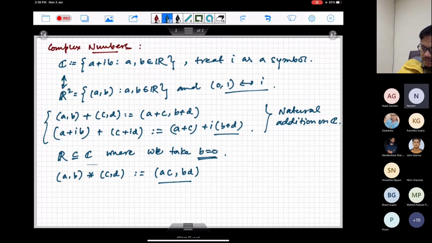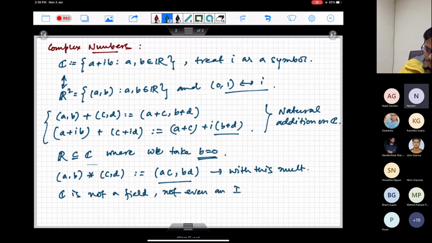But what turns out, you can immediately see that with this multiplication, C is not a field. In fact, not even an integral domain. Correct? So this is not a field. It's not even an integral domain. Agreed or not? Yes, sir. Fine, great. So therefore, if we want to have at least some multiplicative structure on the set of complex numbers, this is one which is not going to work. Now let us try to figure out what could be an alternate multiplication on the set of complex numbers.